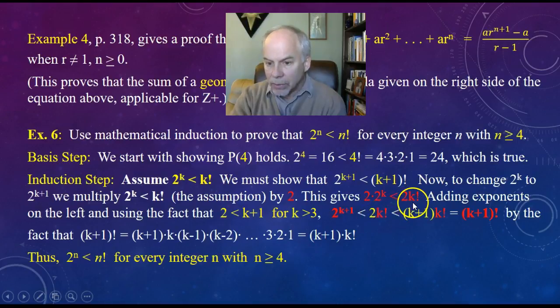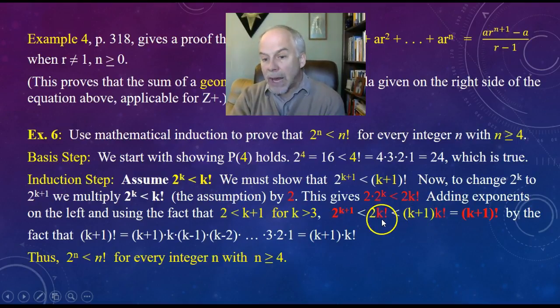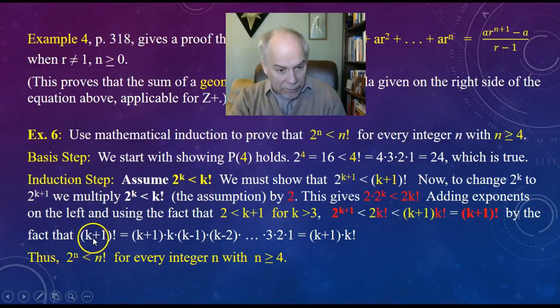I've got 2 times k factorial. But if 2 is less than k plus 1, then 2 times k factorial has got to be less than k plus 1 times k factorial. So in other words, it's because this coefficient, k plus 1, is higher than 2. So this term, k plus 1 times k factorial, must be greater than 2 times k factorial. But what is k plus 1 times k factorial? Well, it equals k plus 1 factorial. Well, why is that? Well, I explained it right here.